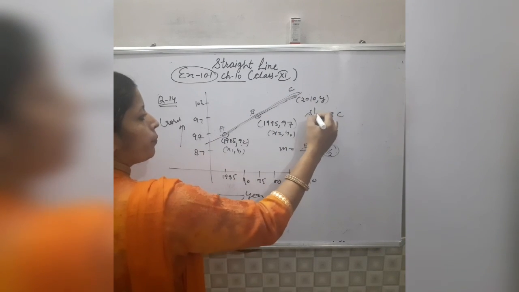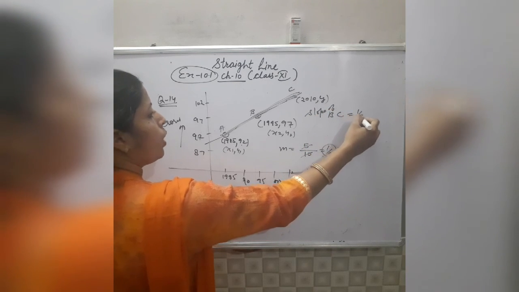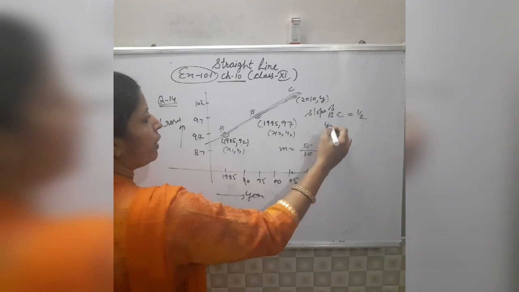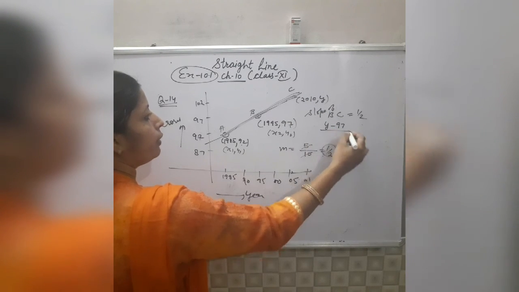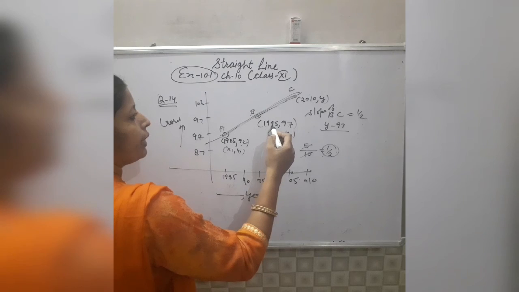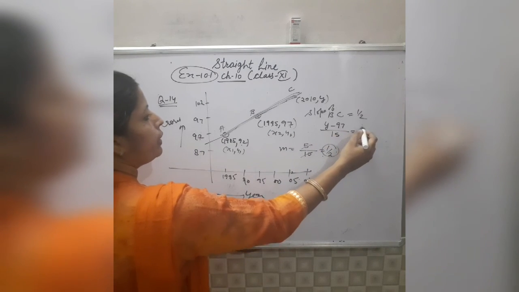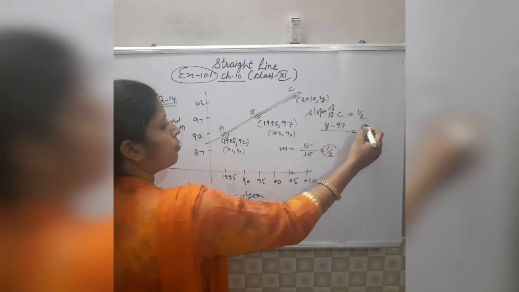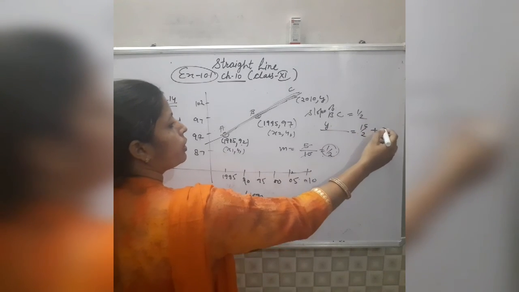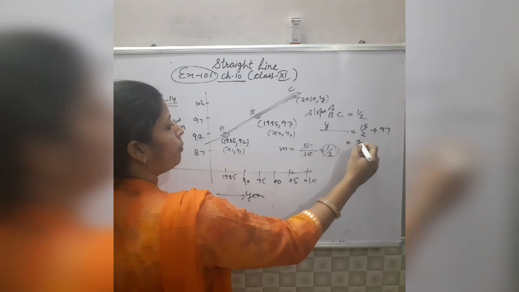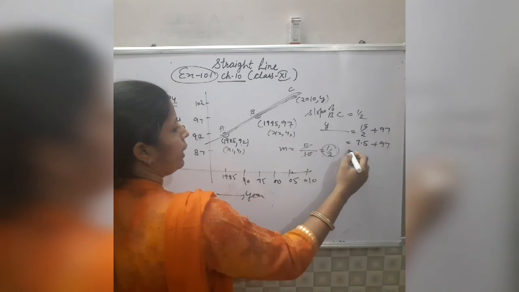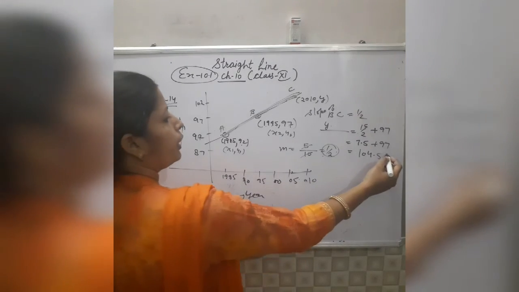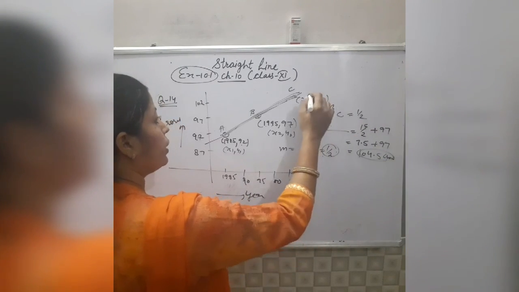The slope of line BC is equal to half, and if you find it by taking these 2 points, the slope will be (y minus 97) divided by (2010 minus 1995), which gives you 15. This is equal to half, and when 15 comes on this side it becomes 15 by 2, and minus 97 comes on this side, it becomes plus 97. 15 by 2 means 7.5 plus 97, so it becomes 104.5. So this 104.5 crore is the population in 2010.